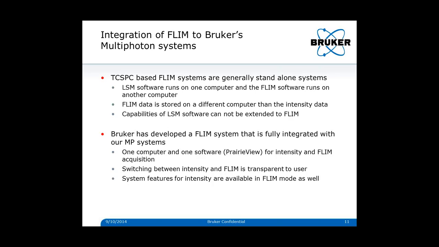What we have done at Bruker is develop our own software, which is our PrairieView software, and we have integrated the full-fledged FLIM module into that software. So we have one computer that runs PrairieView software, and we can use that for both multi-photon intensity imaging as well as FLIM acquisitions. The switching between intensity and FLIM is completely transparent to the user. All he has to do is click a combo box and select the different mode that he wants to use. But the biggest advantage of doing that is that the system features that were available to intensity imaging are now also available to the FLIM mode as well.